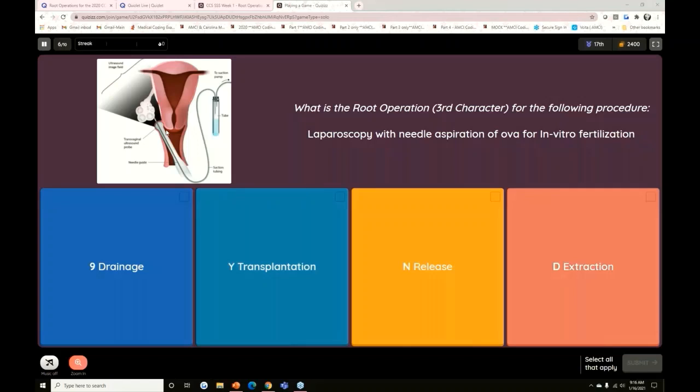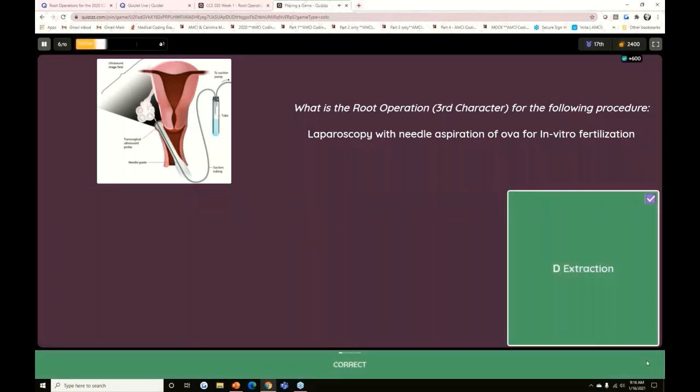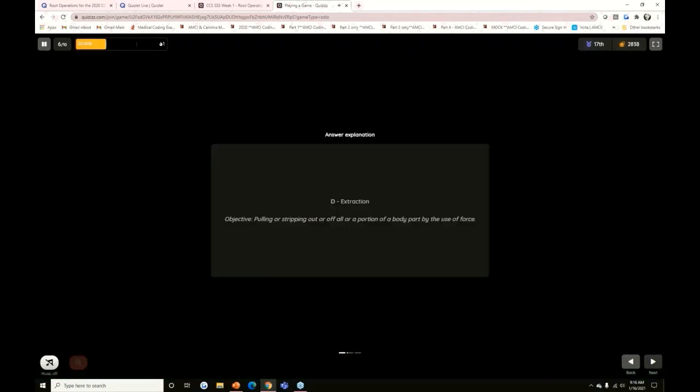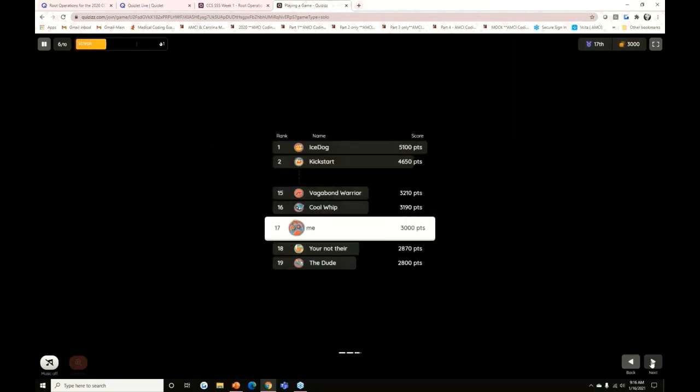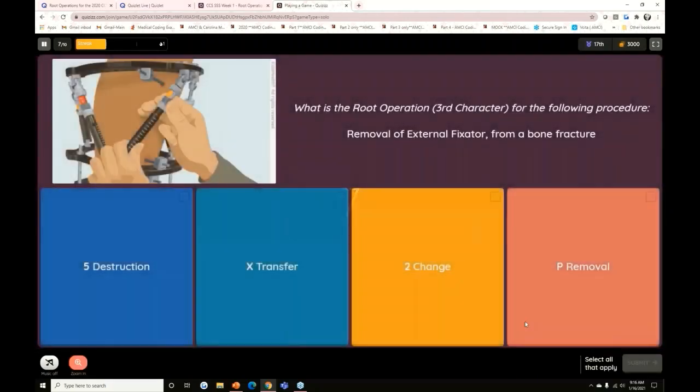All right, a lot of them are saying extraction, but some are saying drainage. So I'm gonna go with D, since a lot of you are saying that. But like I said, it's a split, and let's submit. Yes, and it is extraction, pulling or stripping out all or a portion of a body part by the use of force. Okay, and that was extracting that ova. Great job, coders. Awesome.